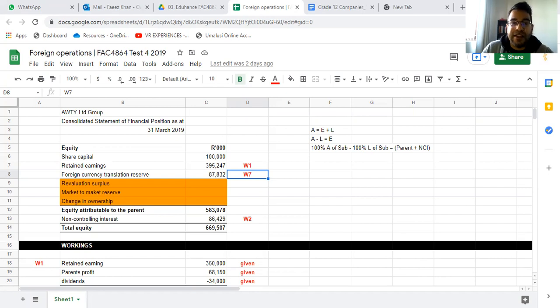We need to de-recognize goodwill. We need to de-recognize NCI. Now, what you should be aware of, that net assets is assets minus liabilities. So if they give us specific assets, if they give us specific liabilities, then you must get rid of the assets and get rid of the liabilities. But in our scenario, there is no assets given, there's no liabilities given.